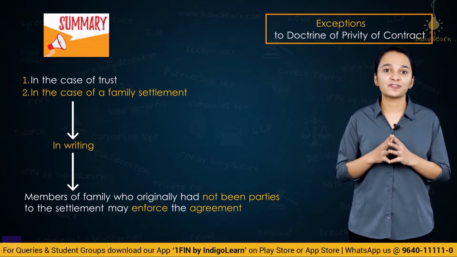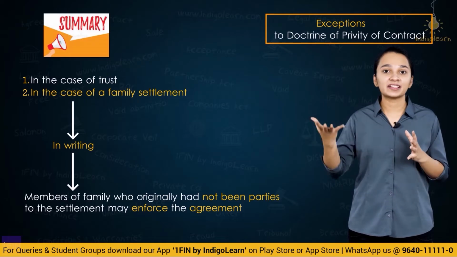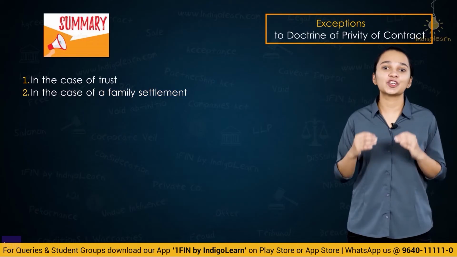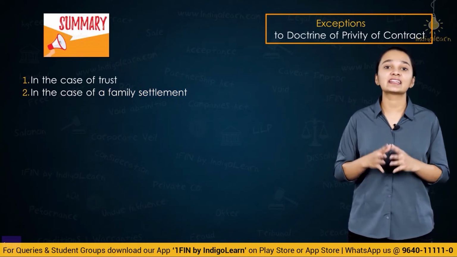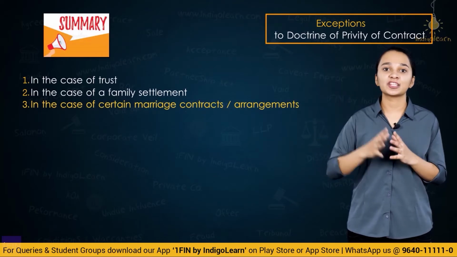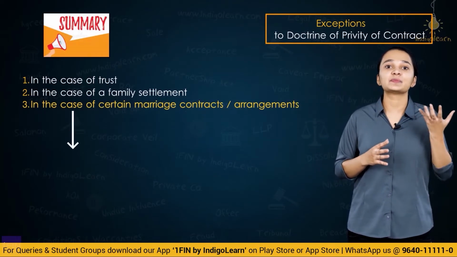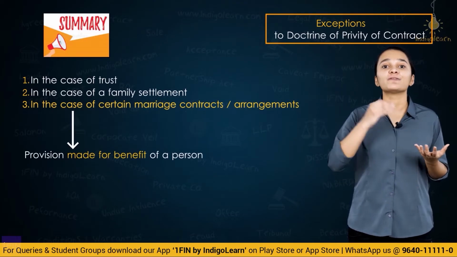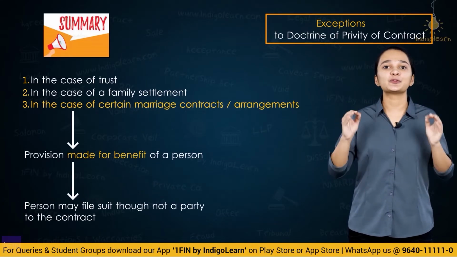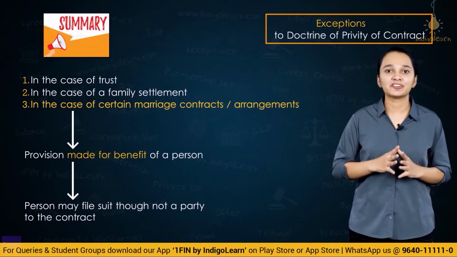Remember the example of Rishi? A few examples to understand how a stranger can sue in this situation. The next exception to the doctrine of privity of contract is in case of marriage contracts. So in case of certain marriage contracts, when the contract is made for the benefit of a third person or of a stranger, the stranger can sue upon the contract as a beneficiary.